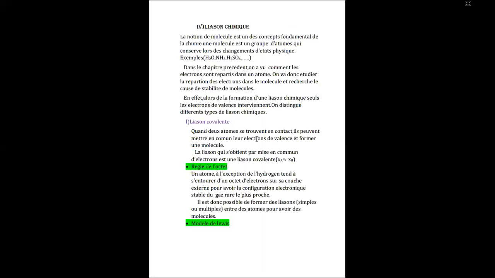Quand deux atomes se trouvent en contact, ils peuvent mettre en commun leurs électrons de valence et former une molécule. So as we know, when two atoms are in contact, they'll share their valence electrons and form a molecule, as I showed you for oxygen and hydrogen. They'll share them and form a molecule, for example H2O, which is oxygen and hydrogen, which I showed you in the example. Et la liaison qui s'obtient par mise en commun des électrons est une liaison covalente.